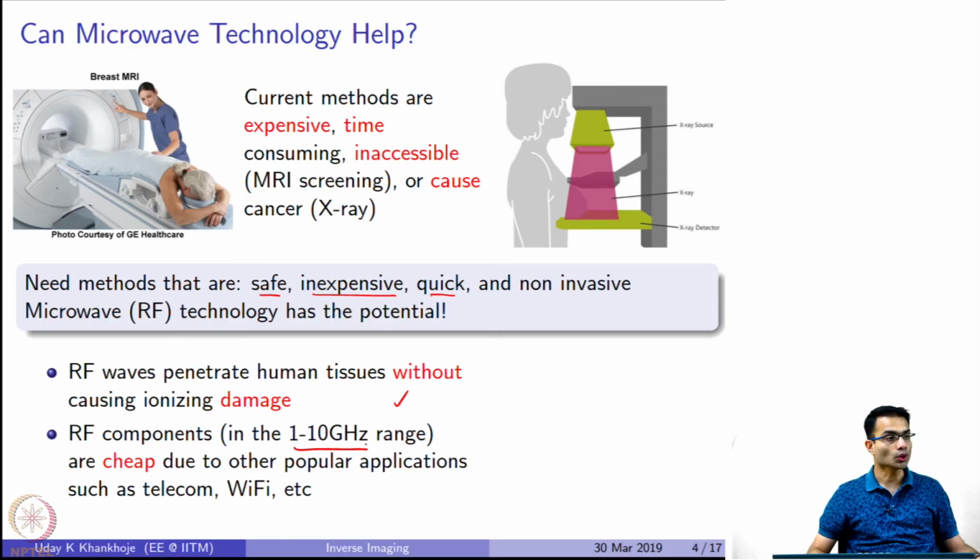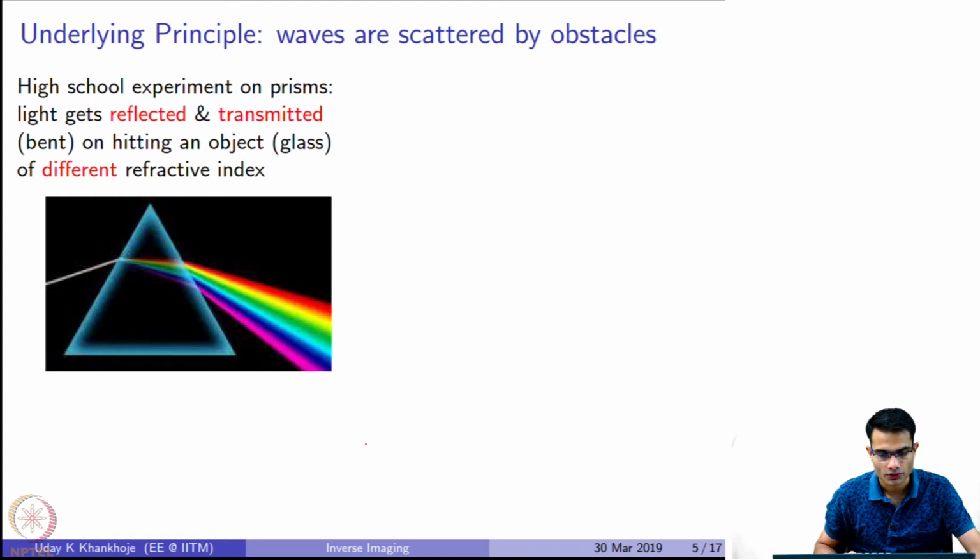I don't want to go too low, because as I go to lower frequencies, what happens to the wavelength? Wavelength increases. So, I will get an image, but it will be very low resolution, right. The imaging resolution depends directly on the wavelength, right. So, what is the sort of underlying physics that tells us whether or not we can image?